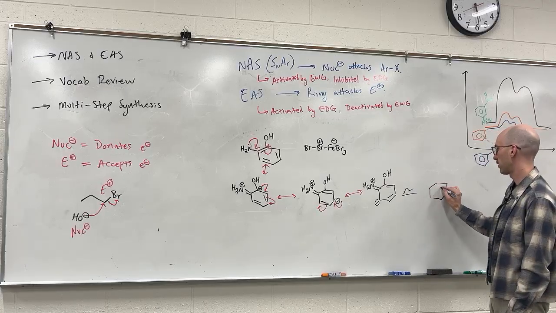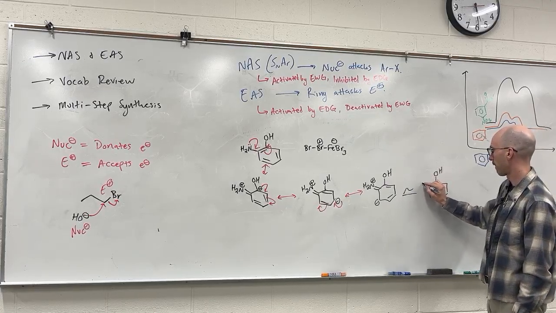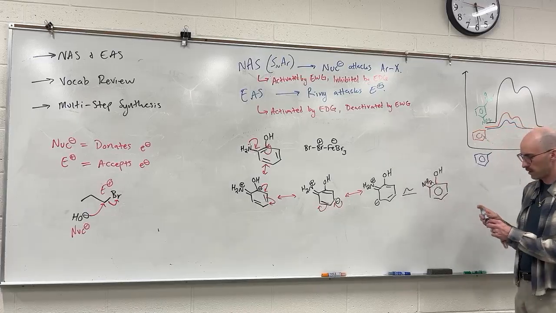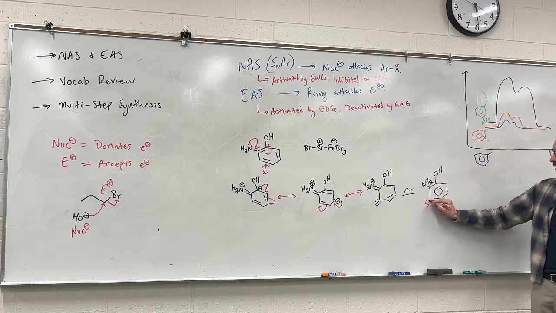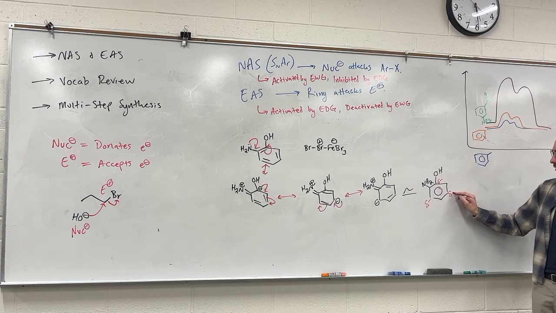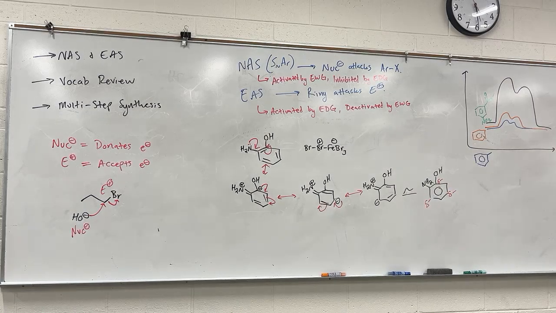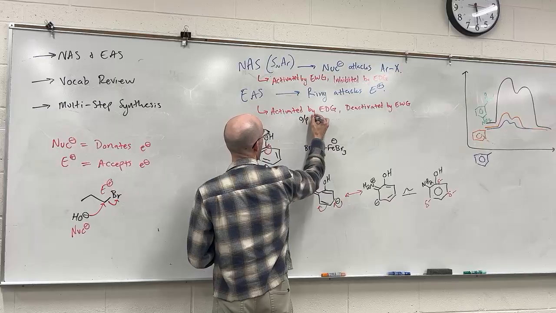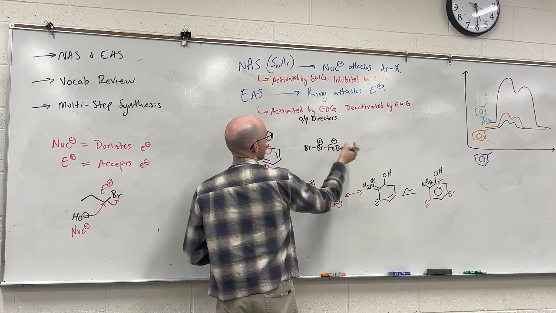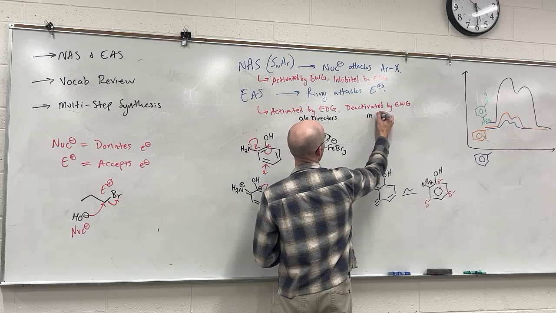What we should think of is that groups that are ortho and para to our strongest electron donor, those carbons have a resonance form where they hold a negative charge. Those carbons are better nucleophiles than any of the other carbons. So electron donors become ortho-para directors. Deactivators are meta-directors.